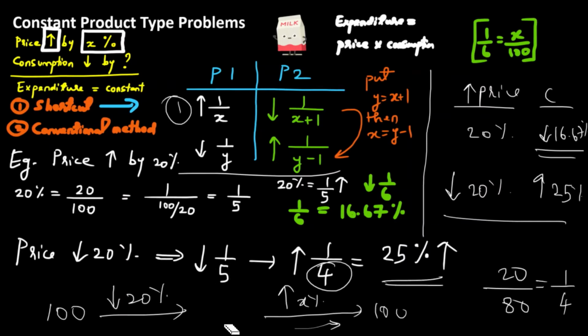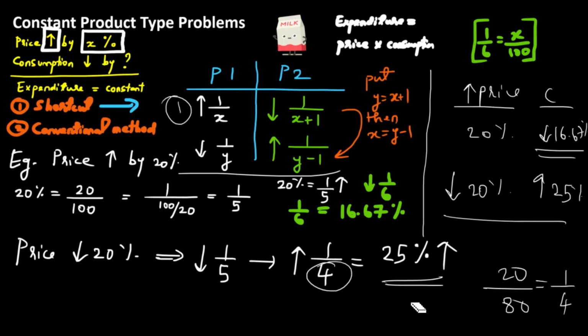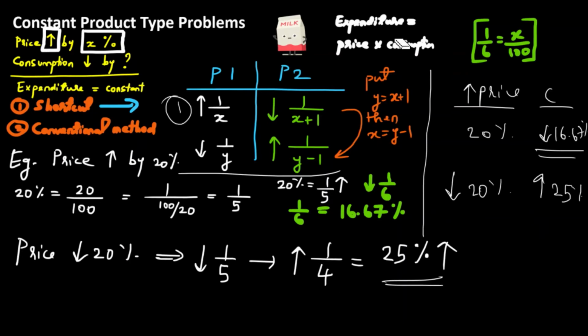All right. Now we have seen this over here in the case of consumption type of problems where the constant product was the expenditure, right? Over here we have expenditure is equal to price into consumption. Now this same method can be used also in different types of problems.